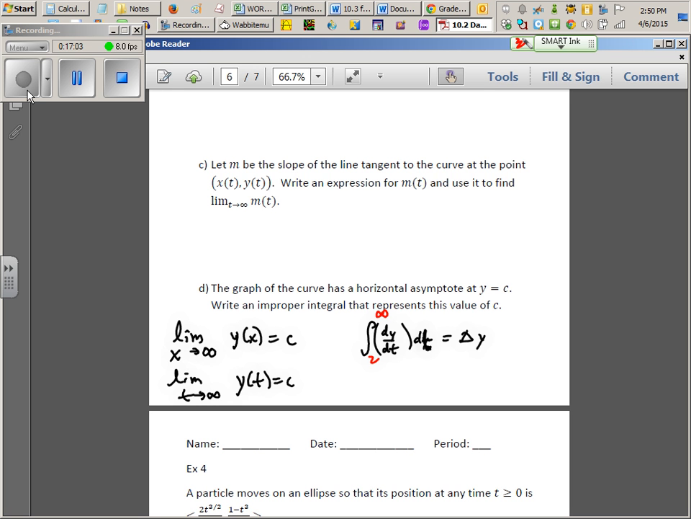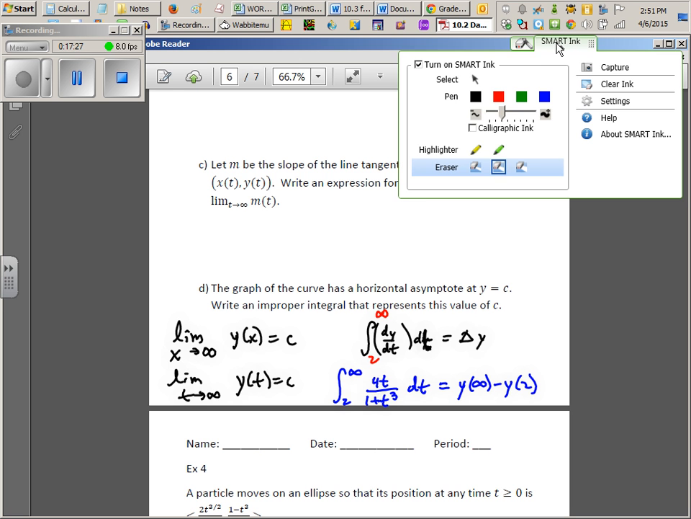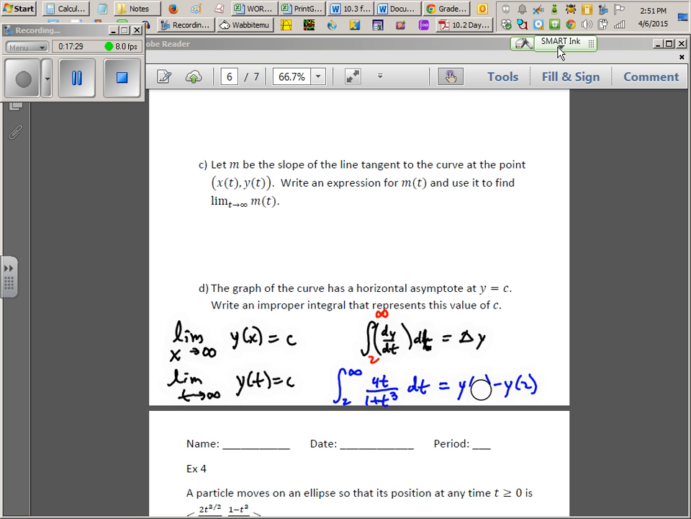Okay, so what I'm going to do is I'm going to squeeze in my function now. It's going to look like this. The integral from 2 to infinity of dy/dt is equal to the change in y, that is y at infinity minus y of 2. And we don't usually write the infinity in there. We usually use that little b and then a limit, right? So I'm going to change this to a b and a b. So I'll do that in green. So this is a b and a b.